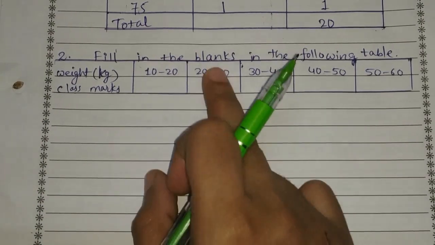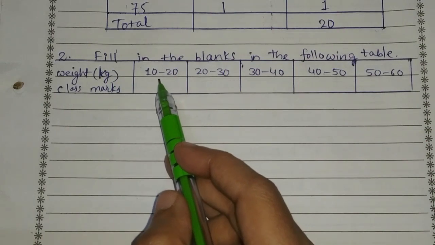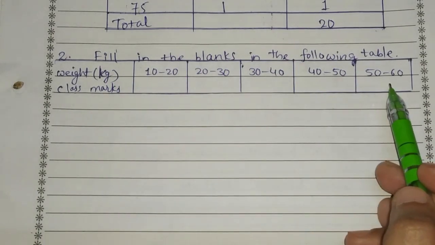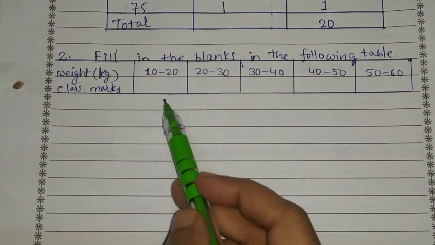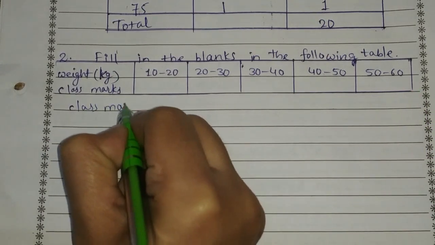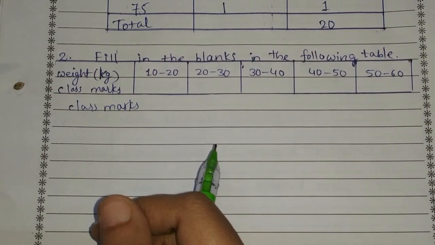Now the next question is: fill in the blanks in the following table. Here weight in kg is given and the classes are 10 to 20, 20 to 30, 30 to 40, 40 to 50, 50 to 60. We have to fill these blanks with the class mark. We know that the class mark gives you the middle of the interval.